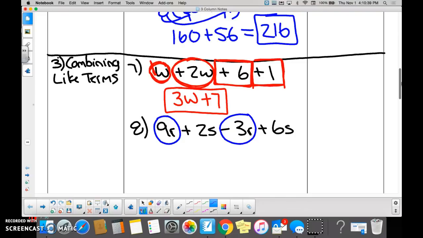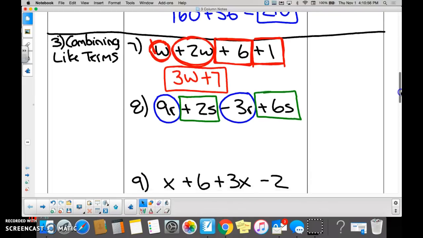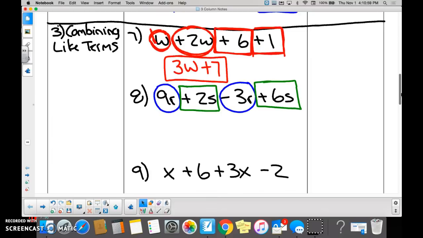6s does not combine with 9r, so I'm going to go to my next term. My next term is a positive 2s. I'm going to put a green rectangle around it, and I'm going to look at my positive 6s and think, can I combine them together? The answer is yes. I'm going to put a green rectangle around that as well. Combine my symbols that are the same. 9r minus 3r is 6r.